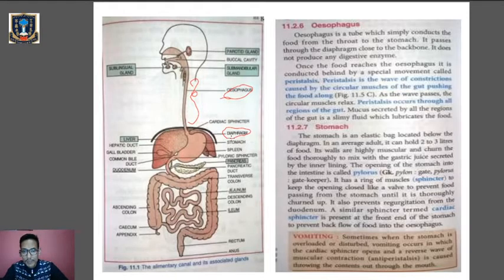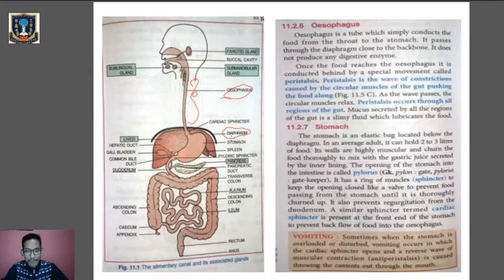By the help of peristalsis, by way of constrictions or the contraction caused by the circular muscles of the gut, the food from the oesophagus will reach the stomach. Peristalsis will occur throughout the region of the gut. So there will be contraction and relaxation throughout the oesophagus, and finally from the oesophagus the food will reach the stomach.